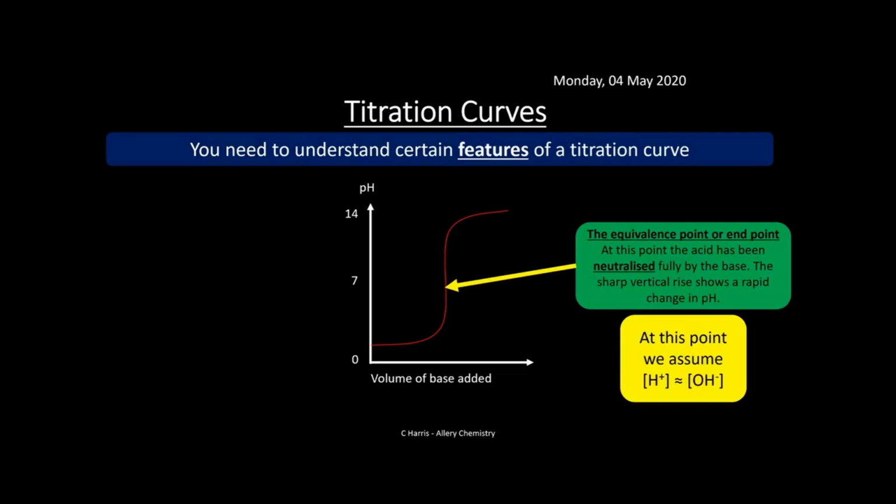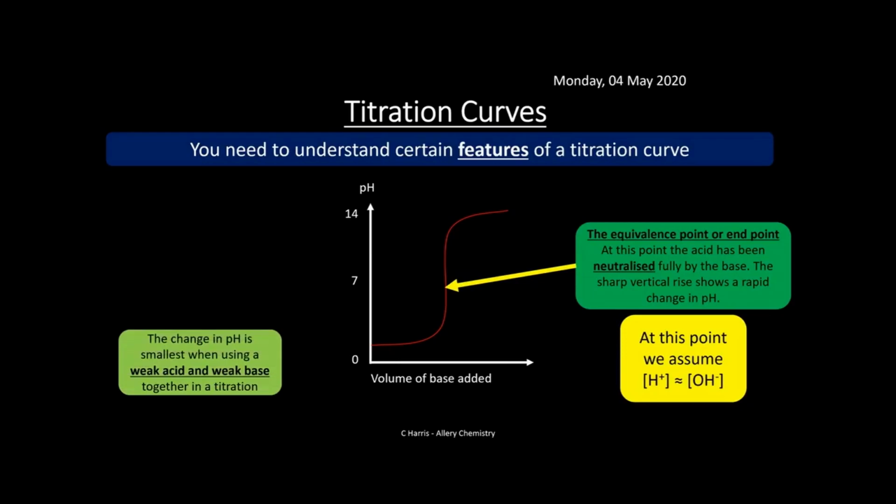And at this point, we assume that the amount of H+ ions in there is the same as the amount of OH- ions. So we have the same concentration of the respective ions at that point. And that means it's neutralized. We don't have more H+ ions than OH- ions.